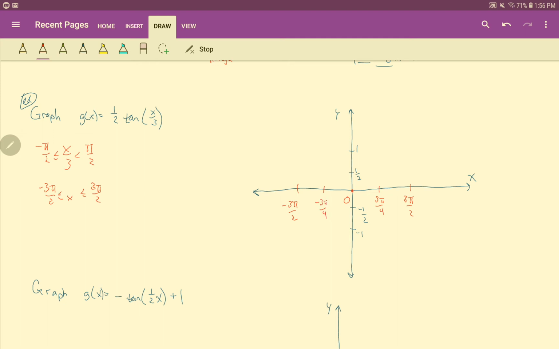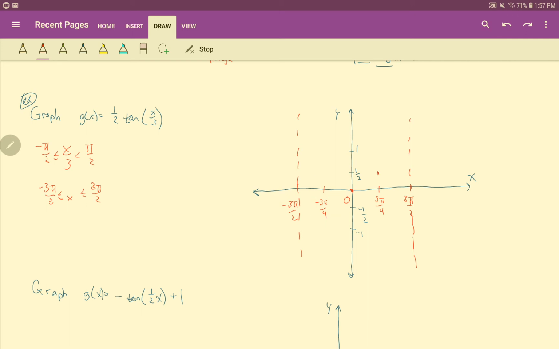The starting point and stopping point will include your asymptotes. So we know the asymptotes are going to be right here. And if you don't believe me, you can plug negative 3 pi over 2 and 3 pi over 2 into the function, and you'll get undefined. Let's plug in 0. 0 divided by 3 is 0. Tangent of 0 is 0. 0 times 1/2 is 0. So we got a point at 0, 0. At 3 pi over 4, 3 pi over 4 divided by 3 is just pi over 4. Tangent of pi over 4 is 1, times 1/2 is positive 1/2.